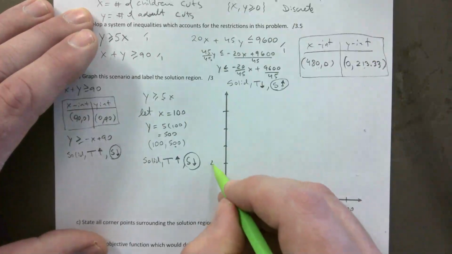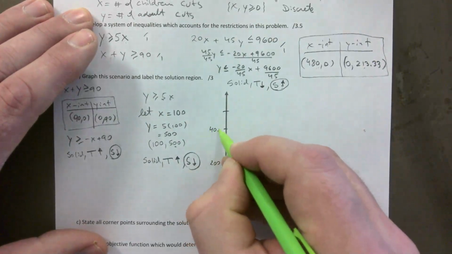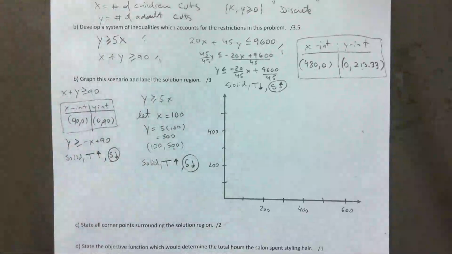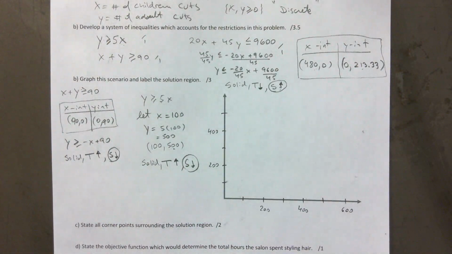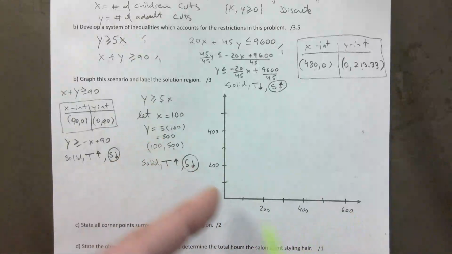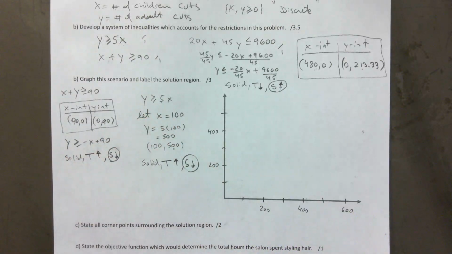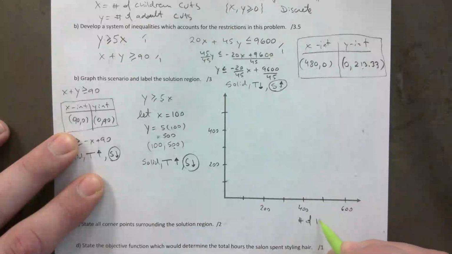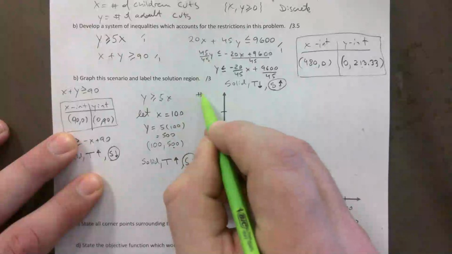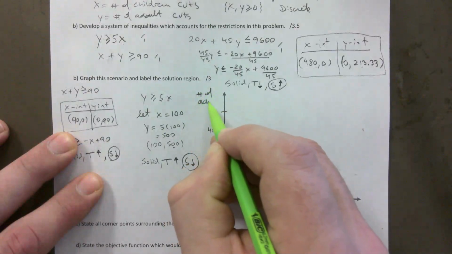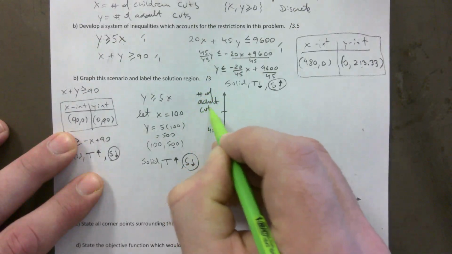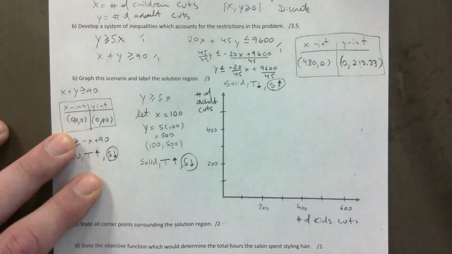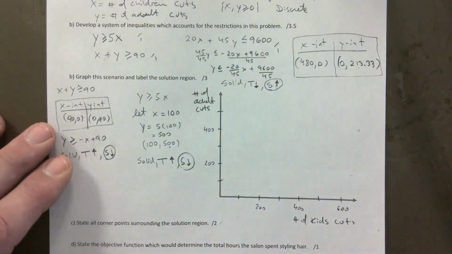The nice thing is I'll give you grids on the test and on the exam, so there's going to be nice boxes in there. If there aren't boxes, then you just make your own markings. So this would be number of kids cuts, and this would be number of adult cuts. Make sure you get all of this out of the way, the labeling and everything. You don't want to lose marks there.